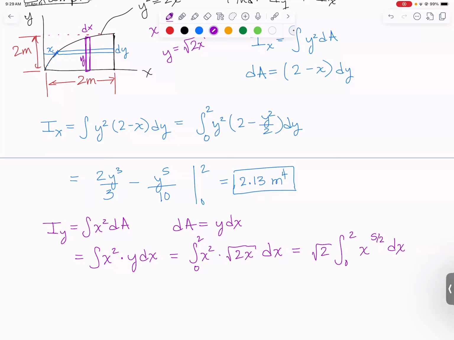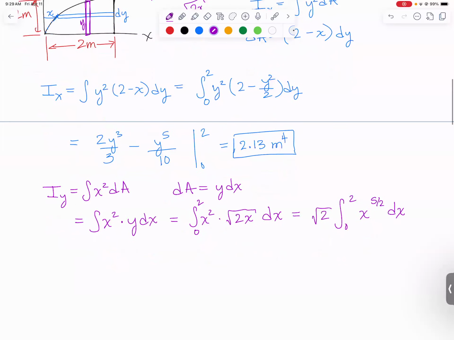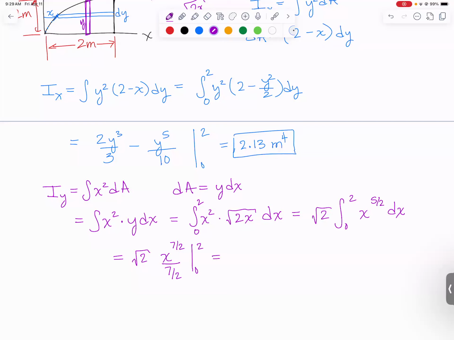Like I said, feel free to toss it into your calculator at this point and let the calculator do the numerical integral. Or if you want the fun practice of calculus, because you missed calculus, this is square root of 2. That becomes x to the 7 halves divided by 7 halves, and we evaluate it from 0 to 2. The number comes out to be 4.57 meters to the 4th.